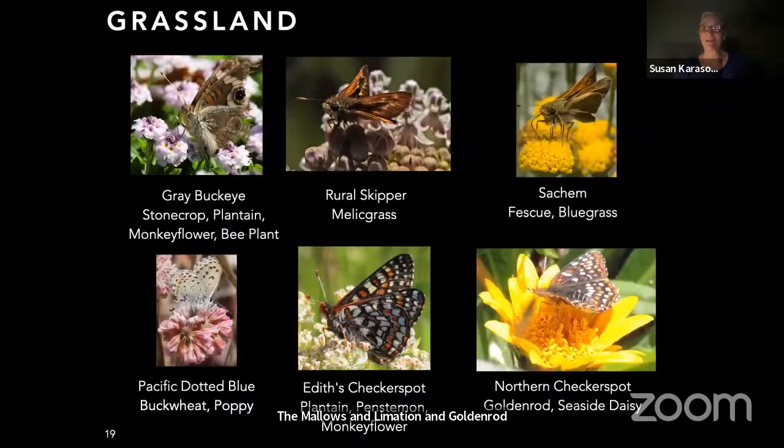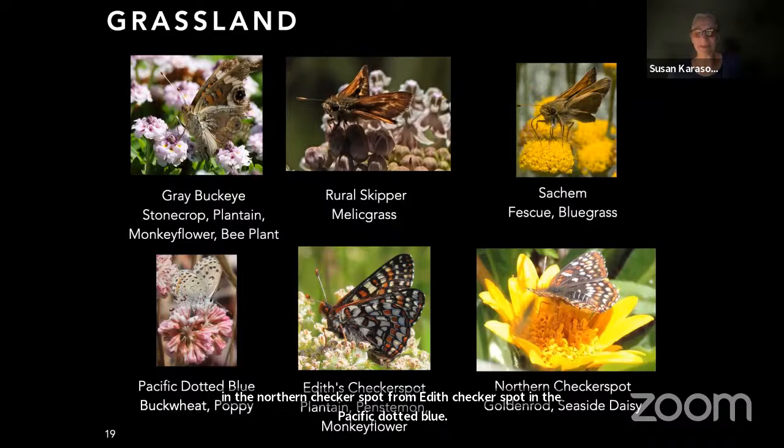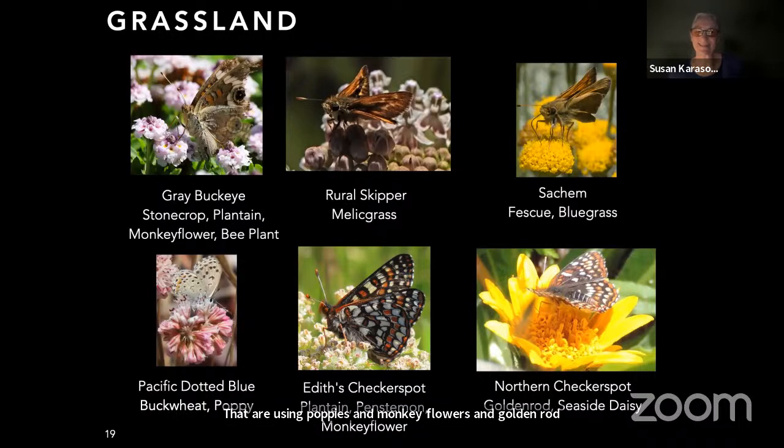And we've got a lot of butterflies that co-evolved in the grassland. It's sunny and not as windy as the coast. The gray buckeye and the rural skipper and the sachem and the northern checker spot, and Edith's checker spot and the Pacific dotted blue that are using poppies and monkey flowers and goldenrod. They're gorgeous butterflies and they want to come to your garden.